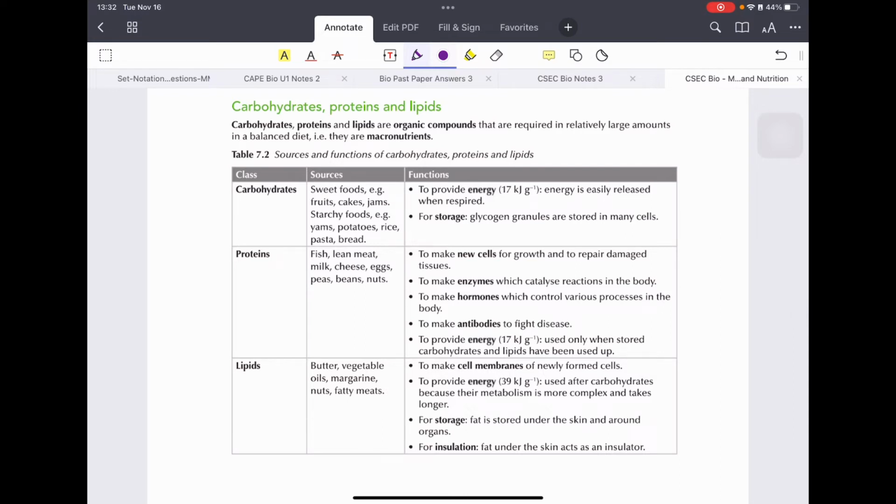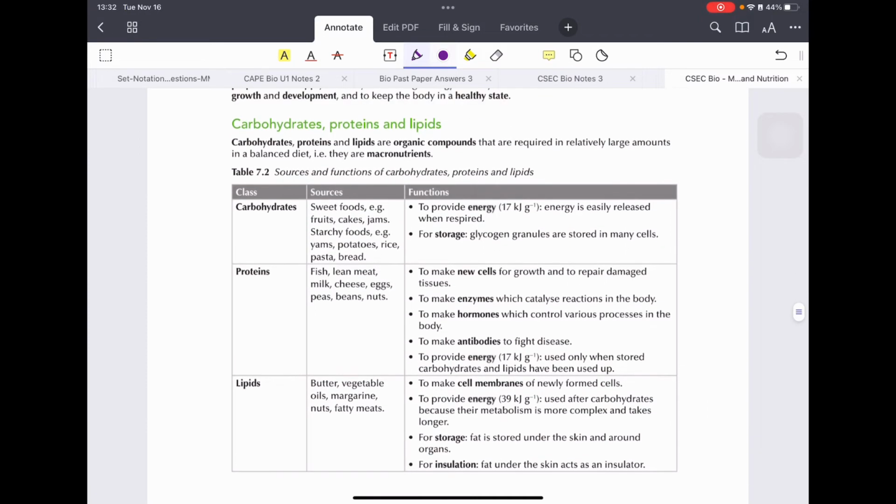portions of our meal, and they are required in large amounts, right? So when you say something large, we say it's macro. So these are the macronutrients, right? The others are micronutrients. They are needed in relatively small amounts. So let's take a look at carbohydrates.